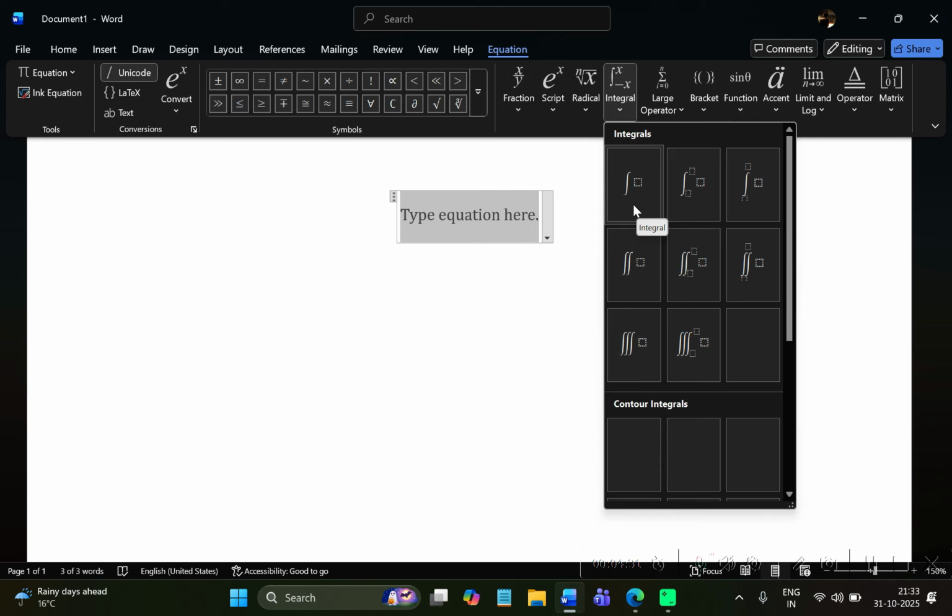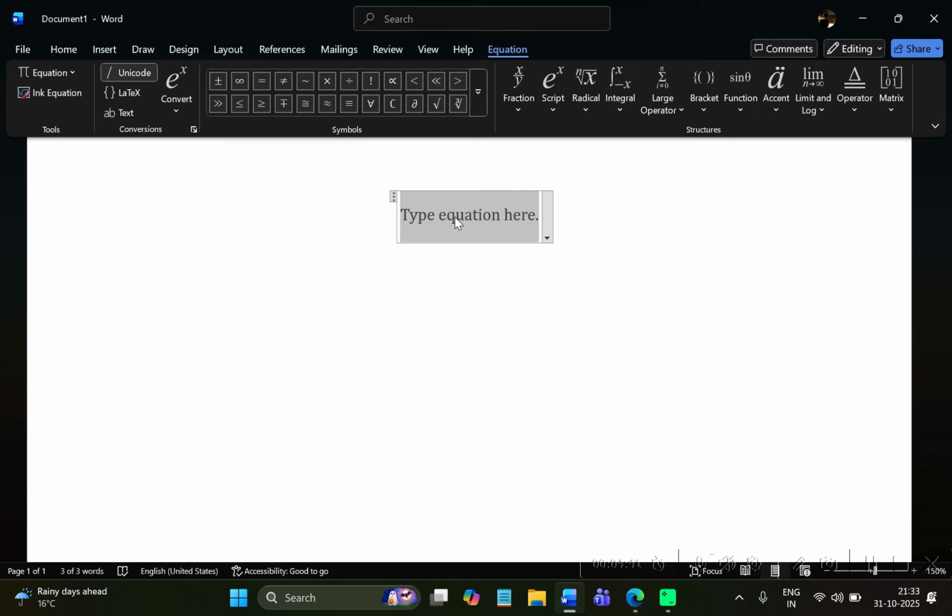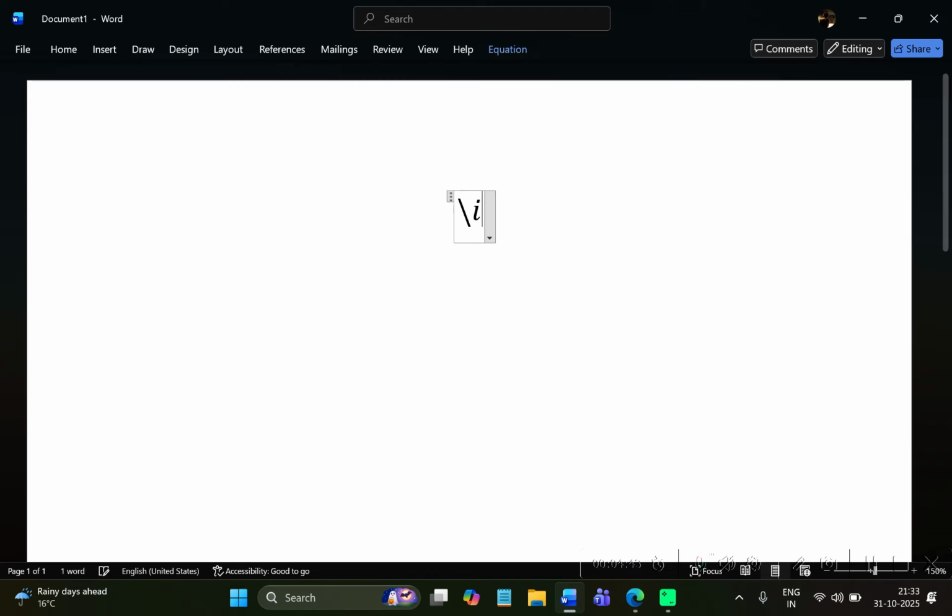Like if you want just this, or if you want to put limits, if it's a double integral, if it's a triple integral, if it's a closed integral, you have all this stuff. But that's fine. I was just trying to figure out. Let's say you do int. Yeah, okay. So this is it.